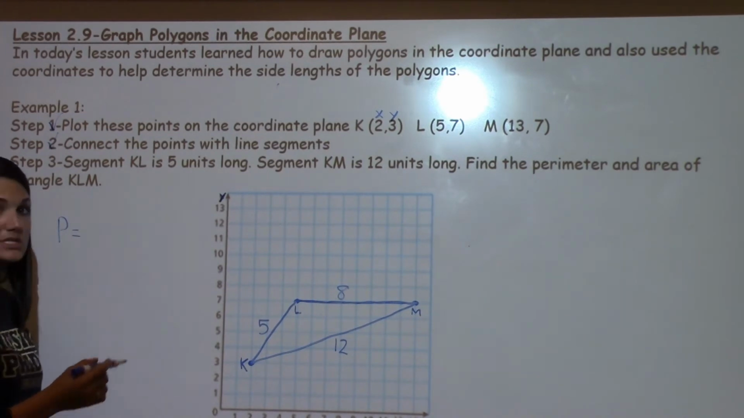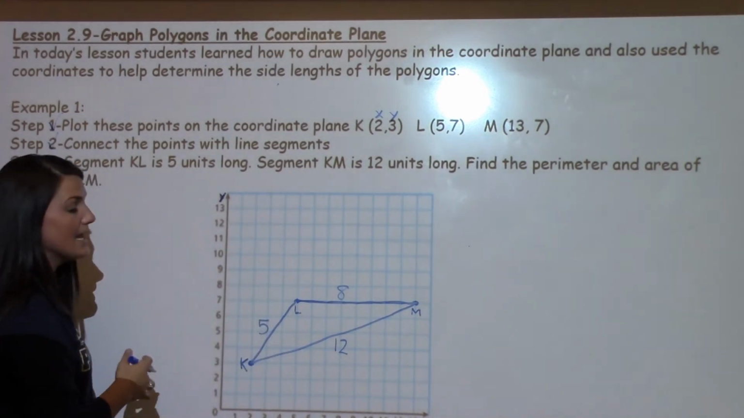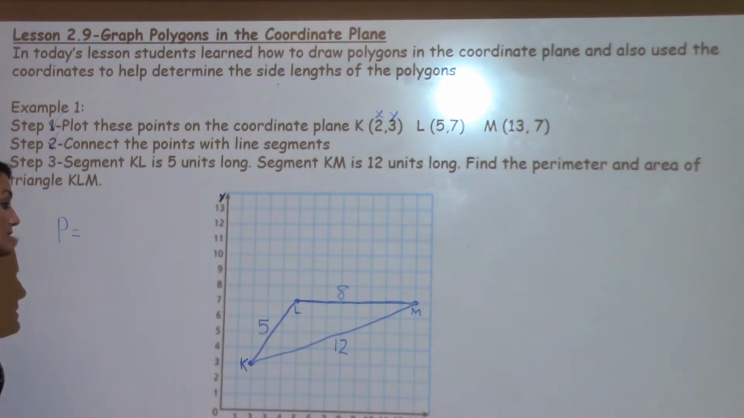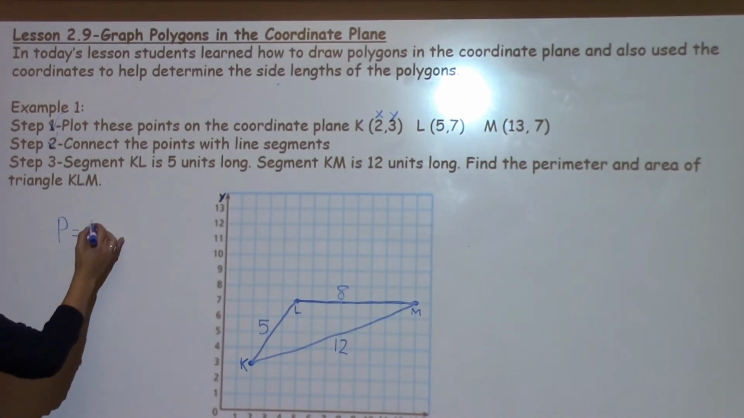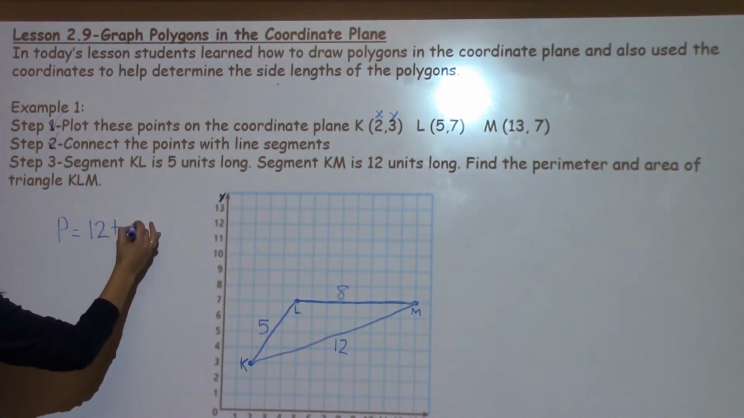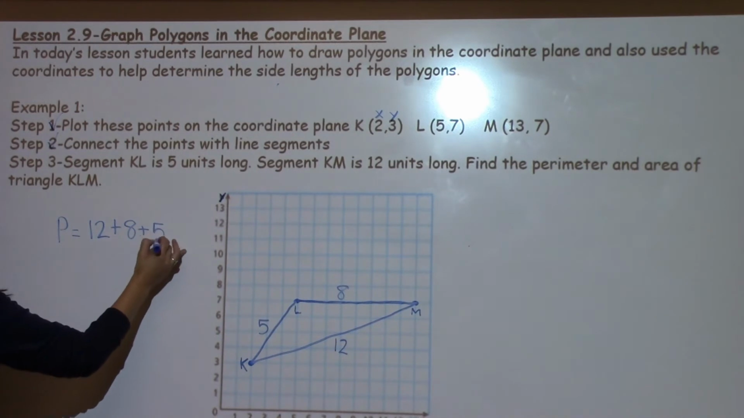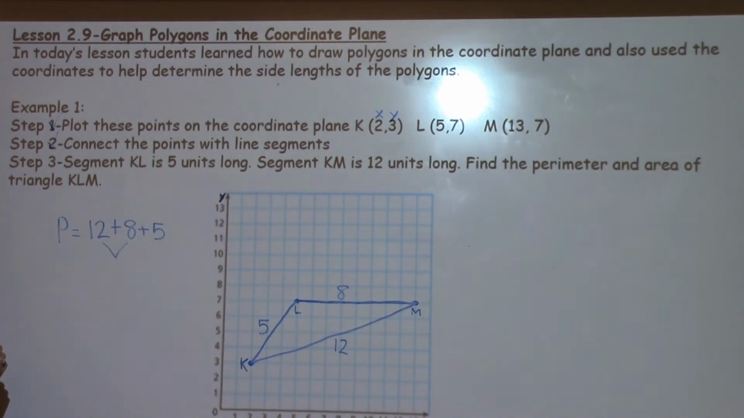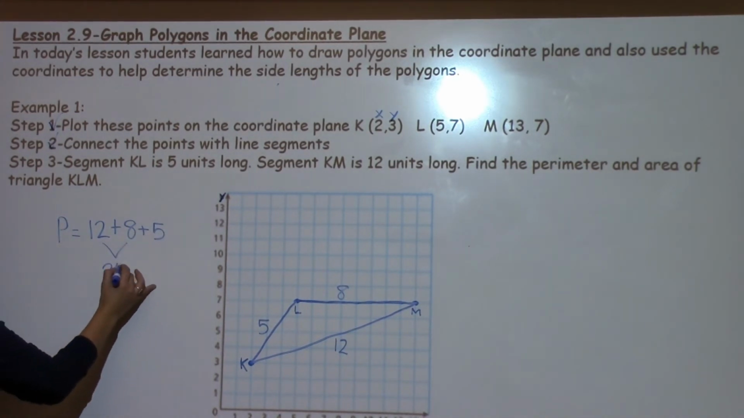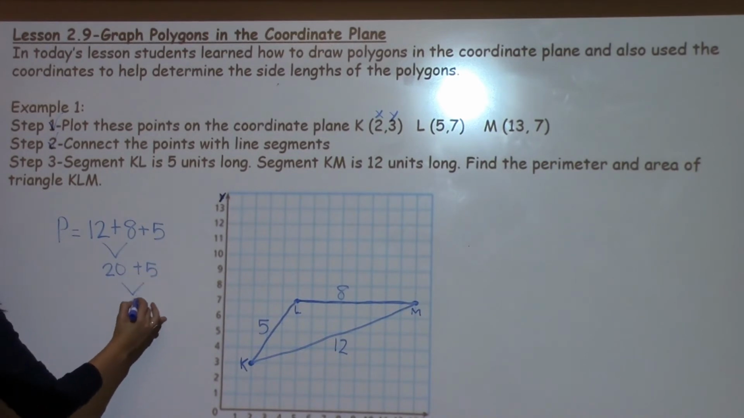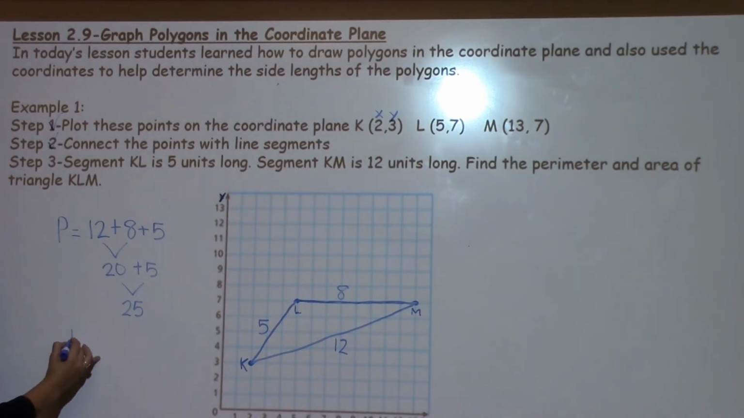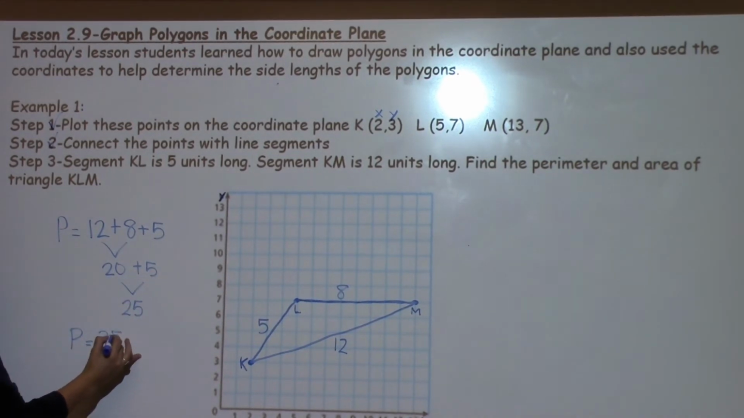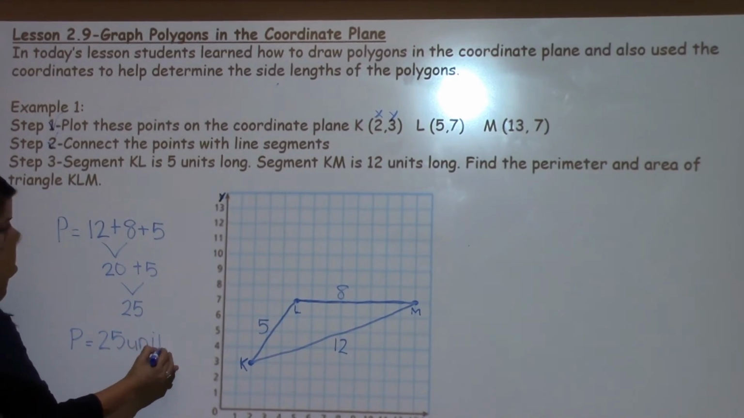I know the perimeter is just the distance around an object, and no matter what this shape is, I'm always going to use the same formula of adding all the sides. So I have 12 plus 8 plus 5. I know that 12 plus 8 is 20, and 20 plus 5 is 25. So my perimeter is 25 units.